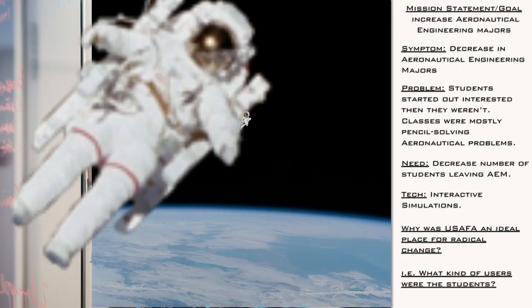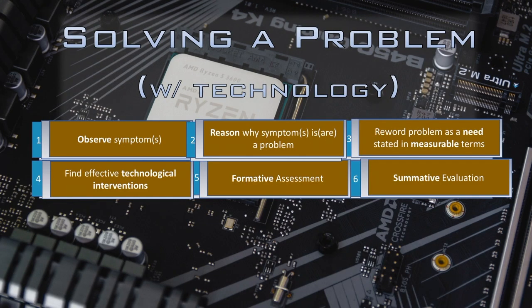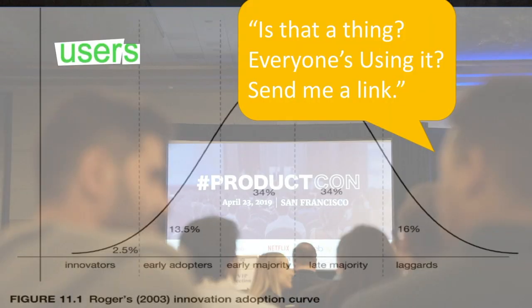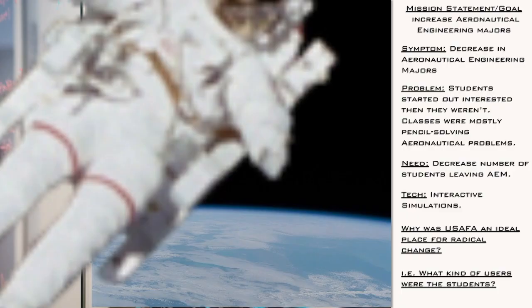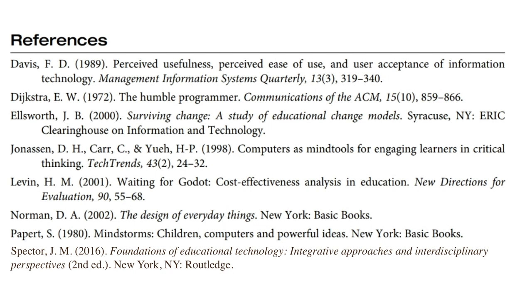So I made a 6-step process for solving a problem with technology, the 5 user groups, and moving on from that, some advice or a cautionary tale about not changing too much too fast, and to be constantly monitoring everything so that we can make sure that we are effective. And here are the references. Thanks.